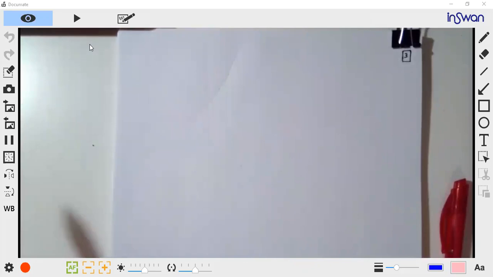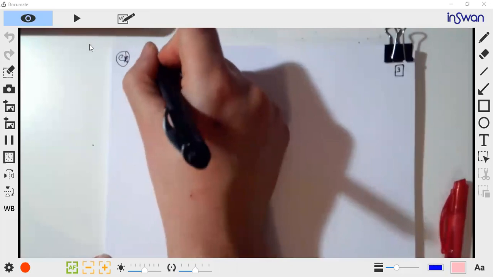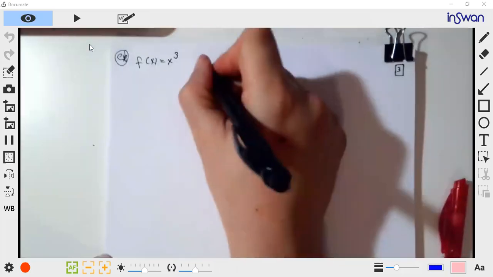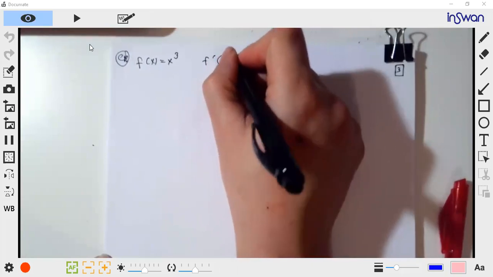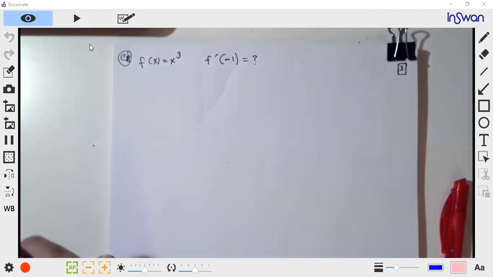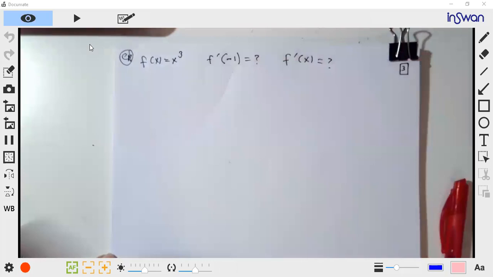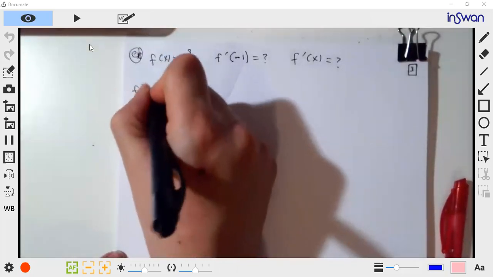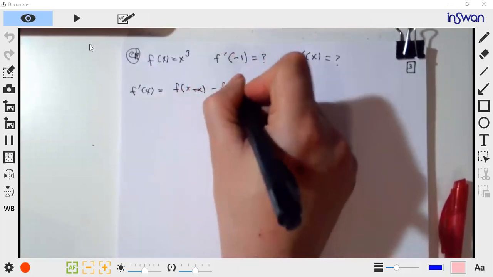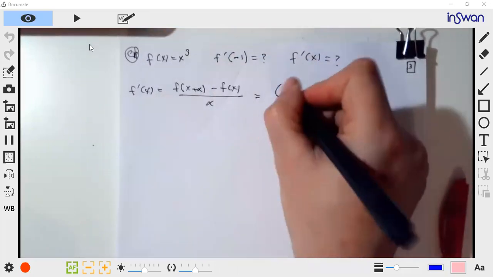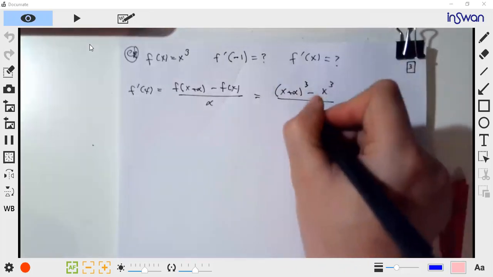So let's do another example. What about f of x is equal to x cubed? What is f prime of -1? Well, we could just find f prime of x and then plug in -1 when we finish. So f prime of x is f of x plus alpha minus f of x all over alpha. This is the same thing as x plus alpha quantity cubed minus x cubed all over alpha.